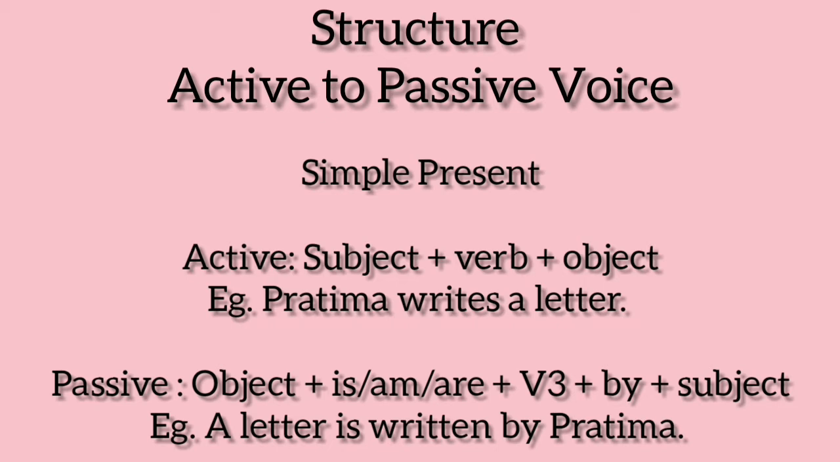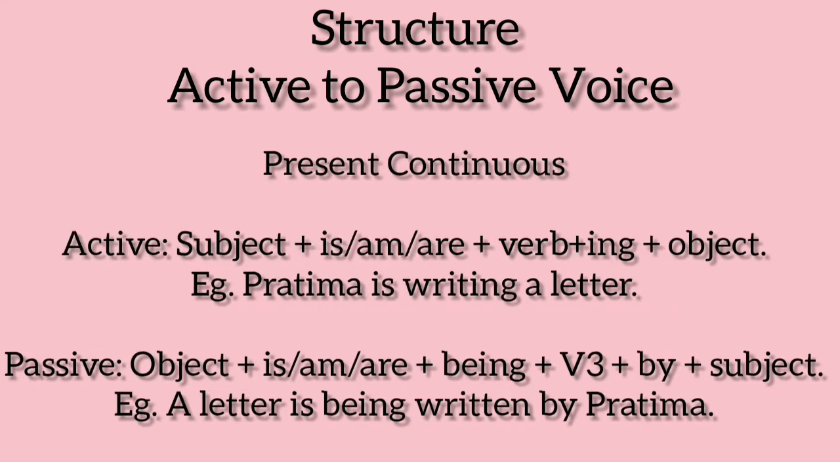For example, Pratima writes a letter is the active sentence in simple present. The passive voice will be a letter is written by Pratima. For present continuous, the passive voice will have object plus is plus being plus the third form of the verb plus the preposition by and the subject.